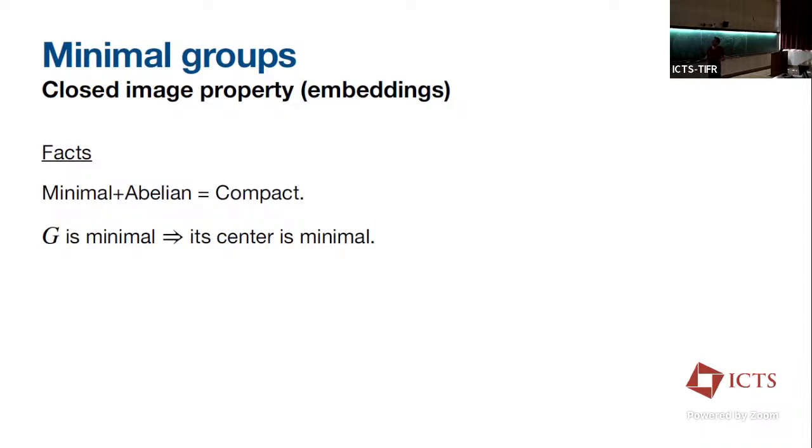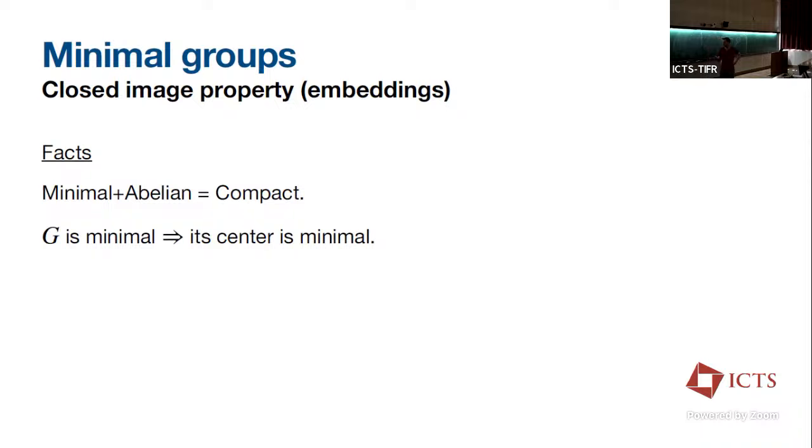And another fact, if G is minimal, its center is minimal, in particular, it's compact, abelian. So if we're looking for examples, we need groups with compact center. Okay, and SL_n(Z) has compact center, but it's not an example.